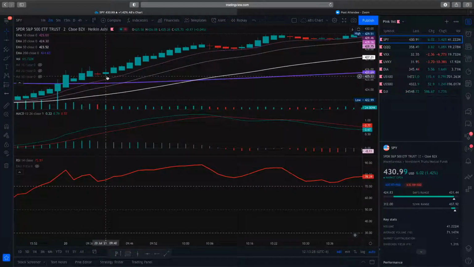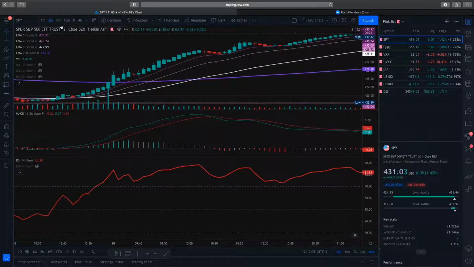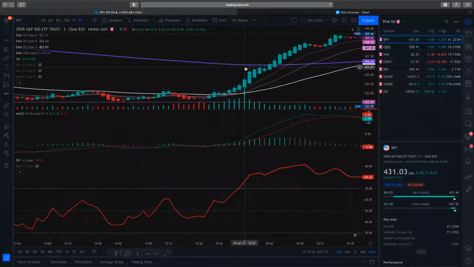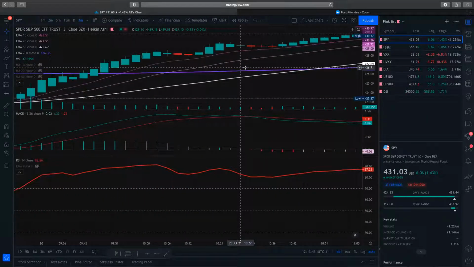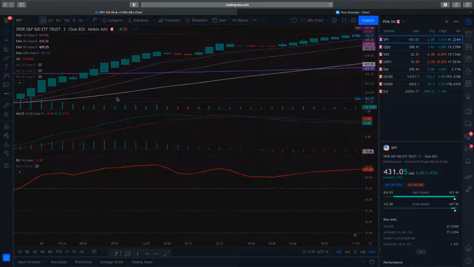You see your EMA 10, and we clearly didn't even get anywhere near it, that whole dip. So the 2 minute chart, I like it too. I know some people that use the 3 minute. I'm not a huge fan of the 3 minute. Once I'm in a trade, I don't mind being on a 3 minute, but for my entries, I'm always on the 1 minute for sure.